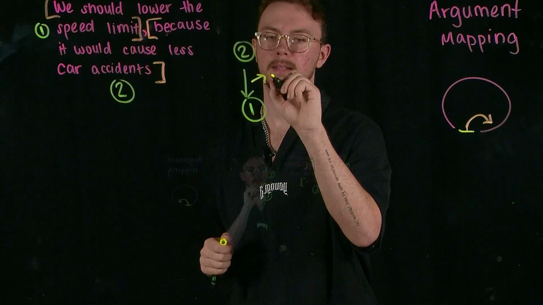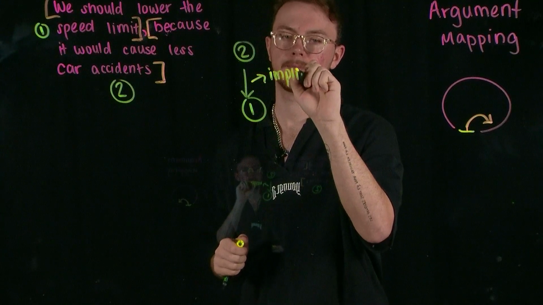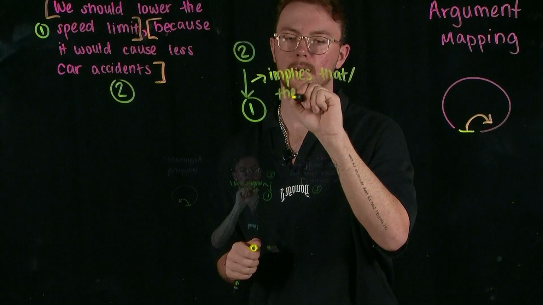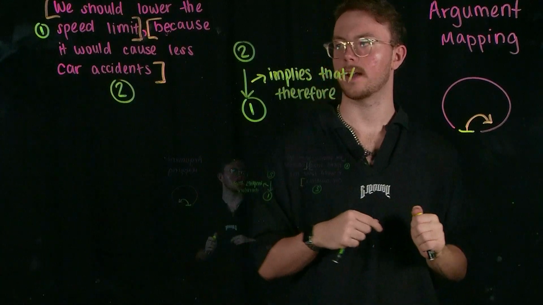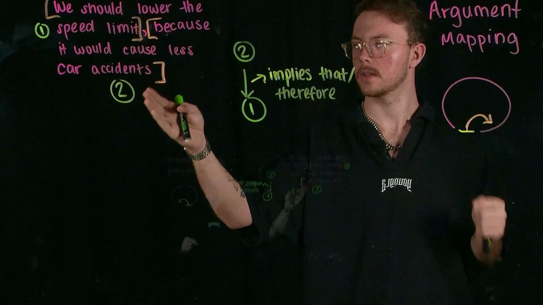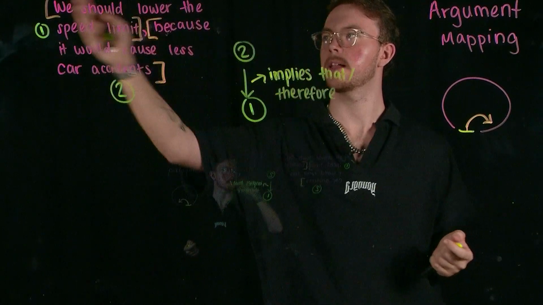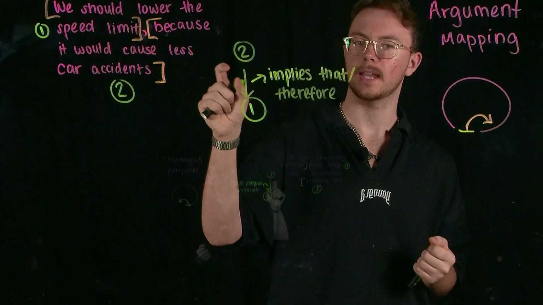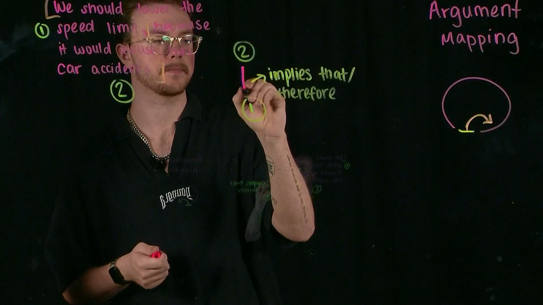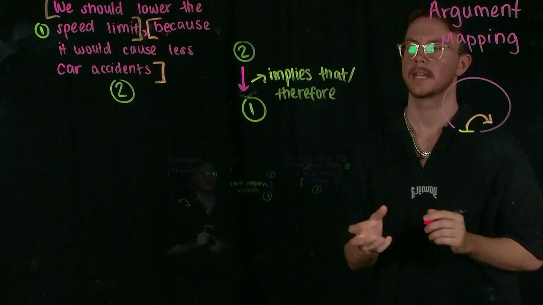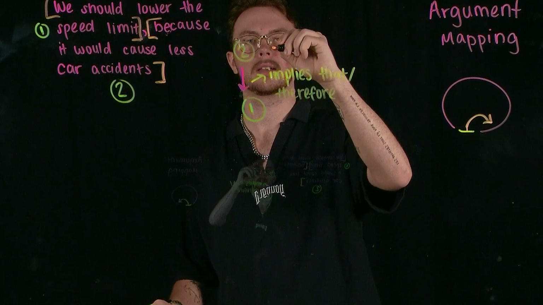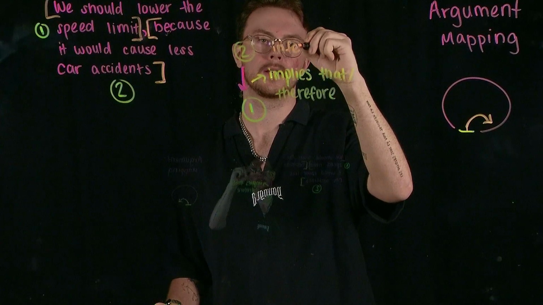That's what this arrow means. Implies that. Or sometimes people will say therefore. A lowered speed limit would cause less car accidents, therefore we should lower the speed limit. Or a lowered speed limit causing less car accidents implies that we should lower the speed limit. That's what this arrow here in the middle is doing. I'll make it a different color, right? There's an arrow there, and that arrow says implies that or therefore. This is called an inferential link.